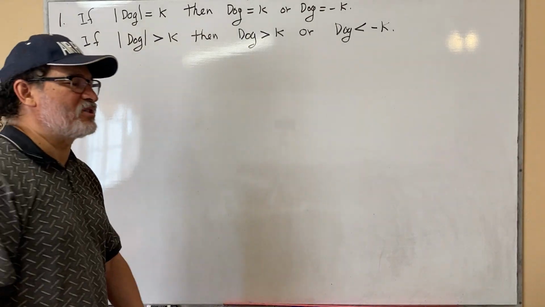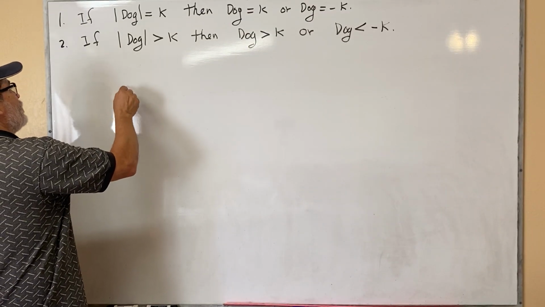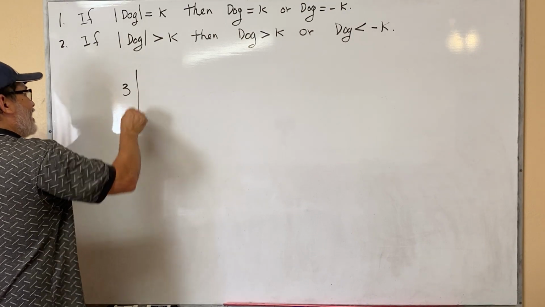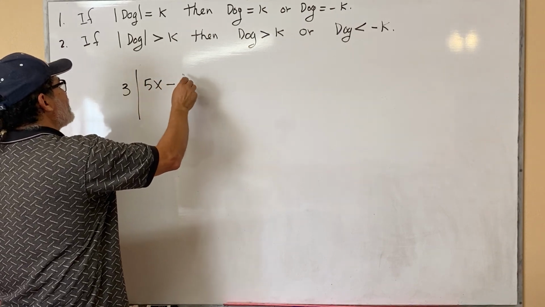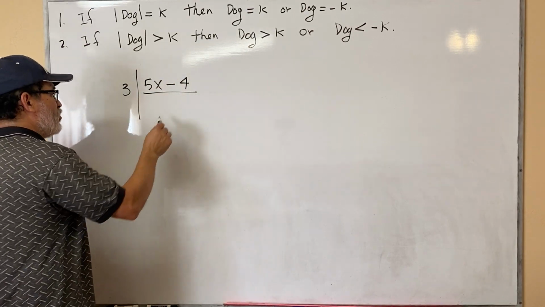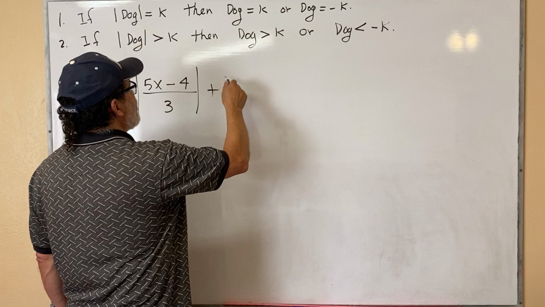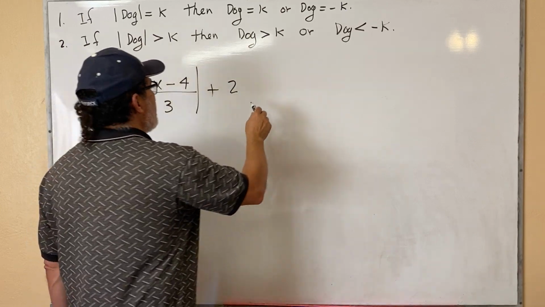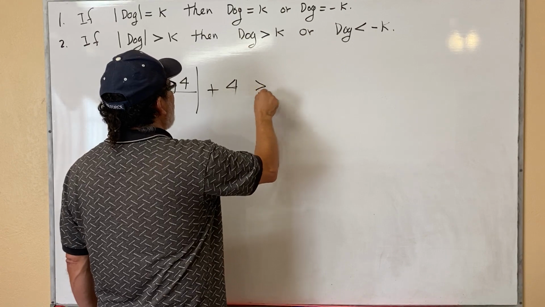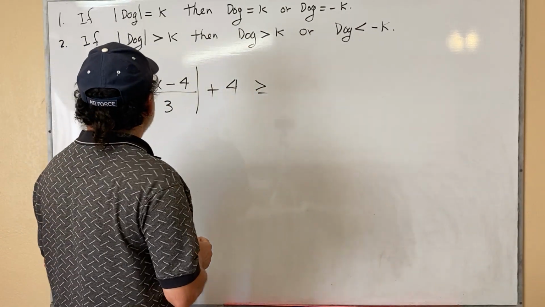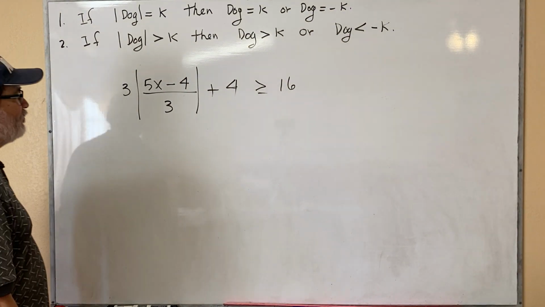Okay, that's property number 2. Example, watch this. Three times the absolute value of (5x minus 4 over 3), absolute value, plus, let's say, plus 4 is greater than or equal to, let's say, 16. Okay. All right, very good.